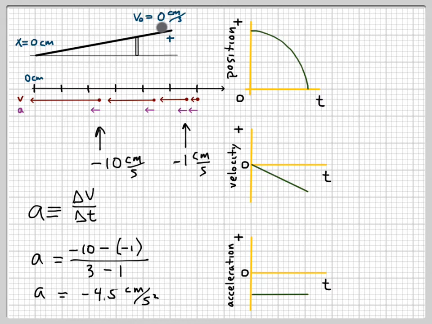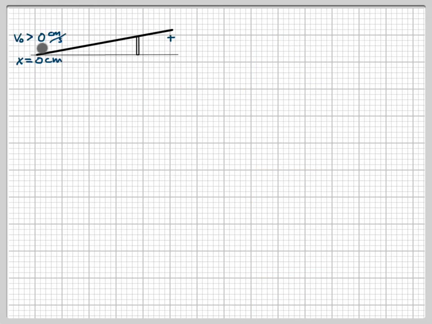In both of the cases that we've looked at, the velocity vectors and the acceleration vectors have been pointing in the same direction, and in both cases the object has been speeding up. What I want to do now is consider a situation where there's something different. It's not speeding up. This object starts at 0 position, 0 centimeters, with a positive initial velocity. So I've shown initial velocity is greater than 0.